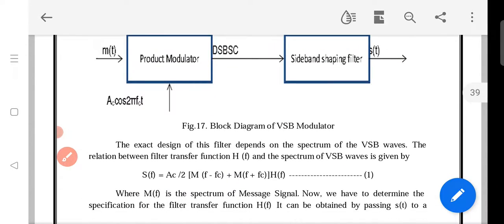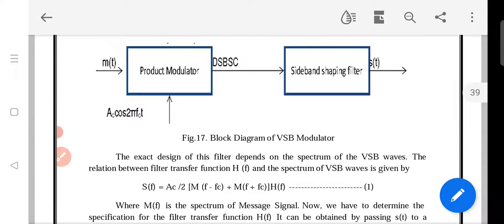So, that is why it is called a sideband shaping filter. The sideband shaping filter allows the frequencies of only the lower sideband or the upper sideband, as well as the remaining sideband's particular small frequency range components of the other sideband, in the form of a vestige.